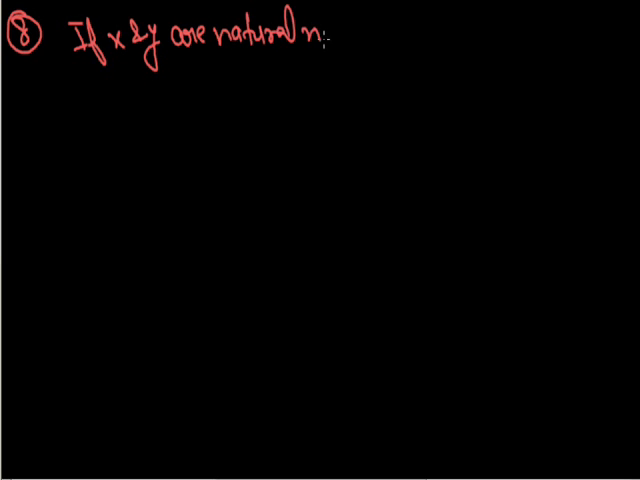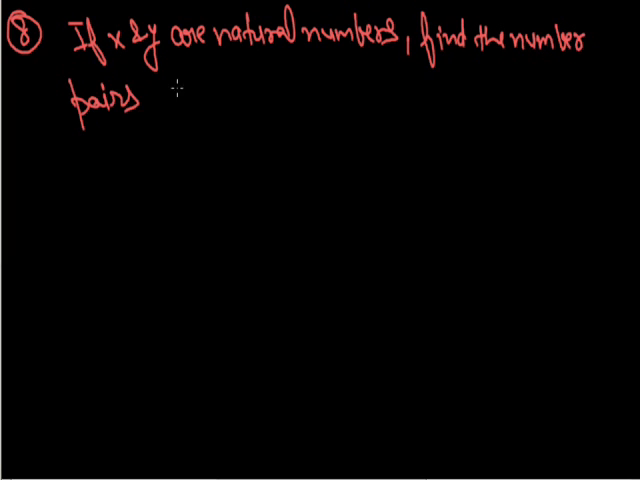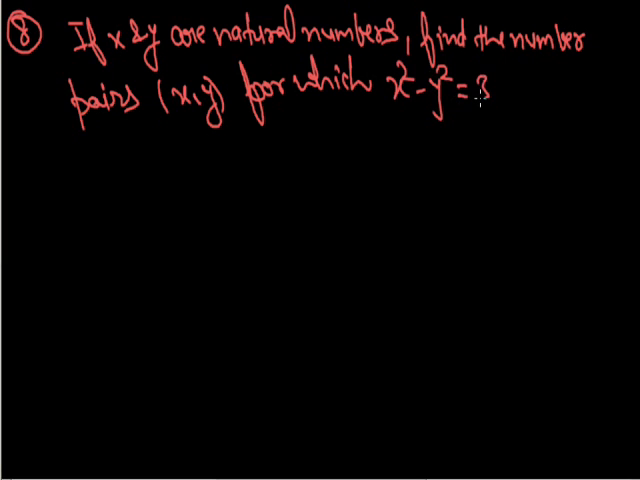Let us move to the next question, that is question number 8. If x and y are natural numbers, find the number pairs (x, y) for which x square minus y square is equal to 31.